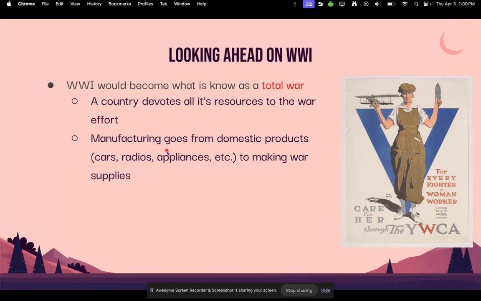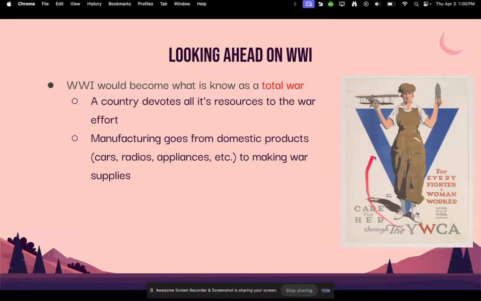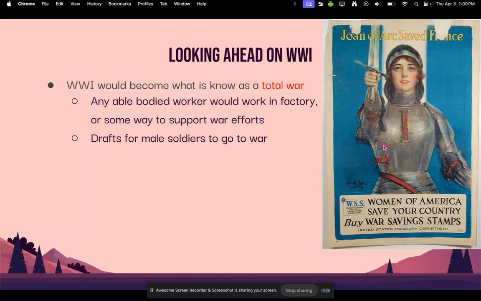So World War I would become known as a total war. A total war is when a country devotes all of its resources to the war effort. And manufacturing goes from domestic products, such as cars, radios, appliances, things like that, to making war supplies. World War I would also have any able-bodied worker who would work in a factory or some way to support the war effort. That includes women. So women would start going into the factories. We'll talk about that during World War II as well, but also to do saving programs like buying bonds and stamps and stuff like that. And then drafts of male soldiers would go to war.